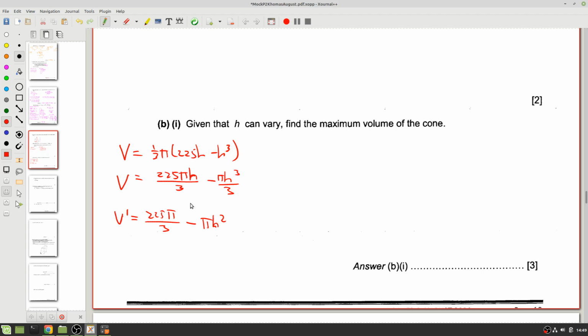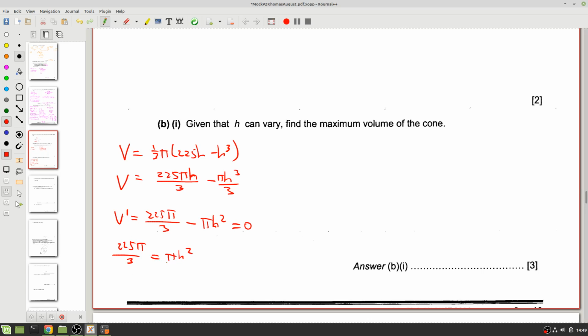Okay, so that's the derivative, and we're going to put that equal to 0 to find the turning point, and the value for h at the turning point. Okay, so we're going to get h by itself, so let's keep 225 pi over 3 on the left, and move this to the right hand side, so that'll be positive pi h squared, and then we want to divide by pi on both sides.